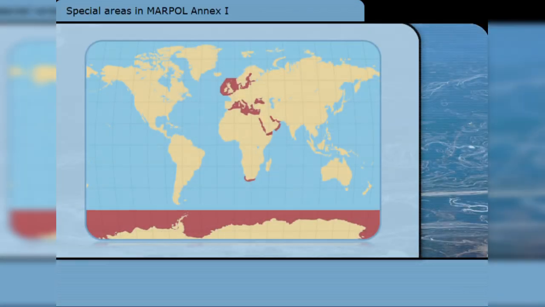Some important restrictions depend on whether the ship is inside or outside one of the areas which Annex 1 identifies as special areas. An area is declared as a special area where, for reasons of its nature and its sea traffic, special protection is required. The special areas are listed in the current edition of Marpol.